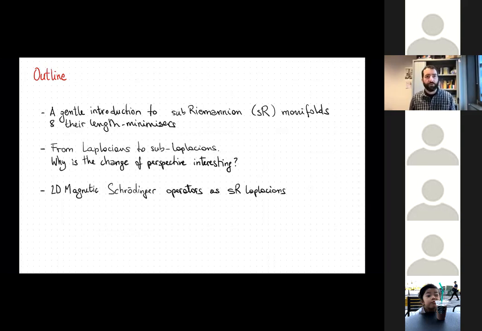And then I want to conclude by showing an old result from the 90s by Montgomery, which has been brought back to life recently, that shows that there is a very deep connection between certain semi-classical limits on surfaces for magnetic Schrödinger operators and Subriemannian geometry.